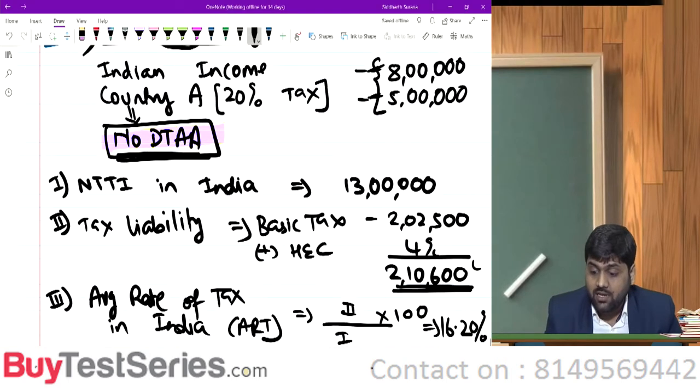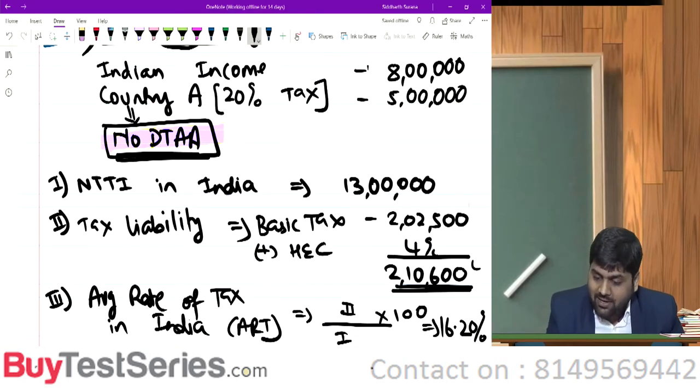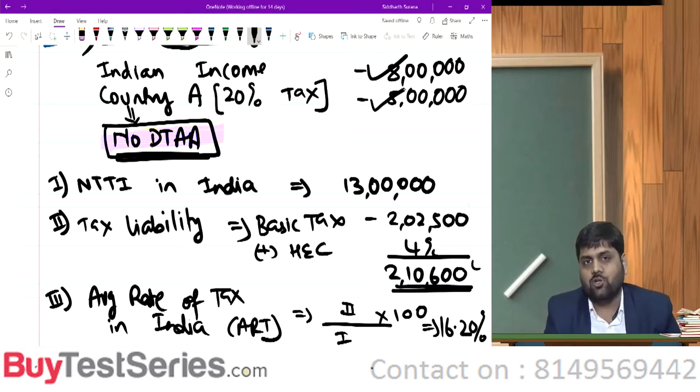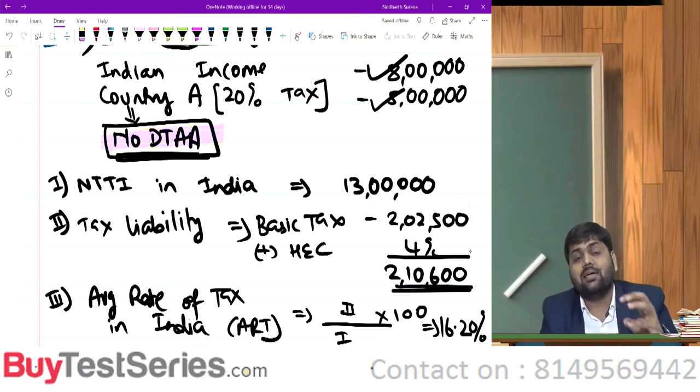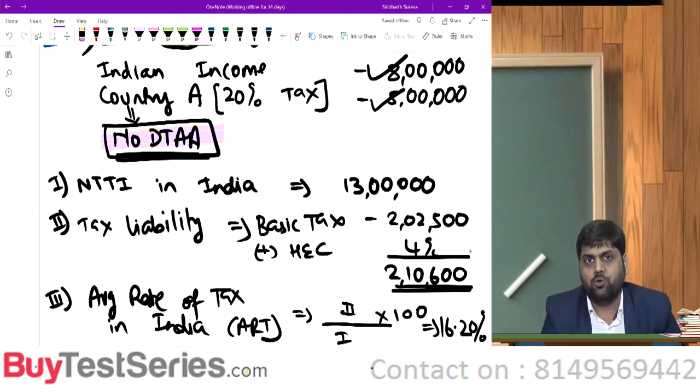That means in India, your 8 lakh also has suffered tax at 16.2%, and 5 lakh has also suffered tax at 16.2%. You pick up your calculator, you do 8 lakh into 16.2%, then 5 lakh into 16.2%. If you add both of them, you will get 2,10,600, because 13 lakh into 16.2 is mathematically the same as 8 lakh into 16.2 plus 5 lakh into 16.2.